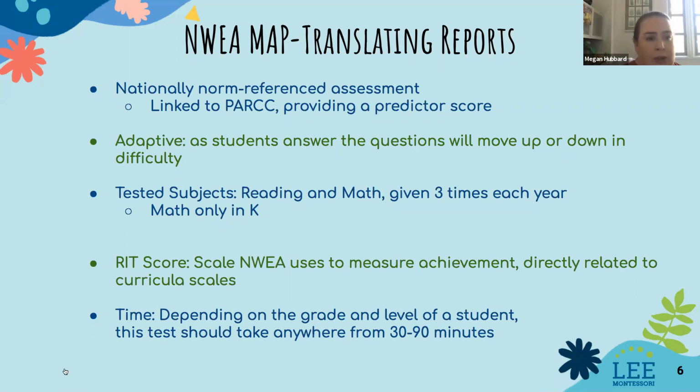So at Lee Montessori, we use it to test in reading and math 3 times a year. We only test our kindergartners on the math section, not the reading section. So what you will have seen on your family reports is a RIT score, and that's the scale that NWEA uses to measure achievement, directly related to curricula scales. So the RIT score is just basically an achievement score.